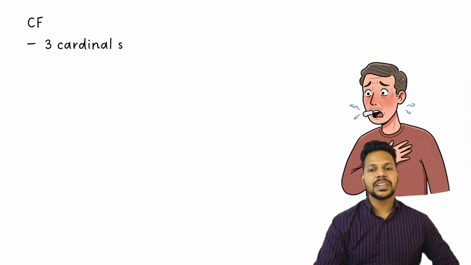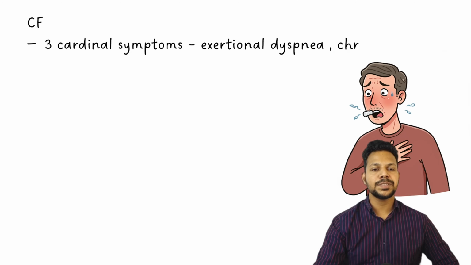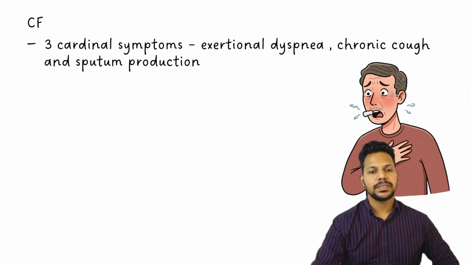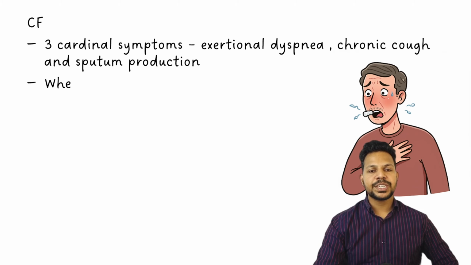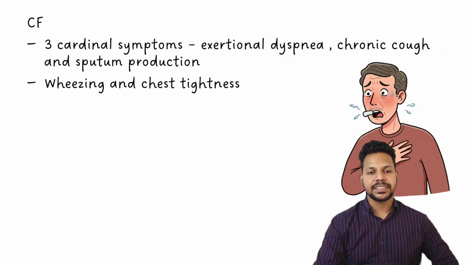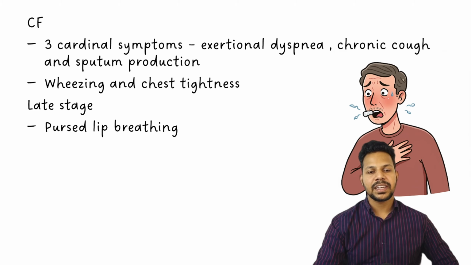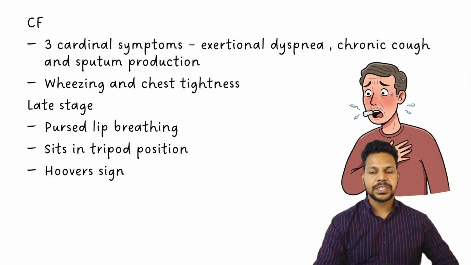Let's see the clinical features. The cardinal symptoms are exertional dyspnea, chronic cough, and sputum production. The patient will also experience wheezing and chest tightness. In the late stage, the patient will have some characteristic features. One such feature is pursed lip breathing. The patient usually sits in a tripod position. The patient will also show a Hoover sign.